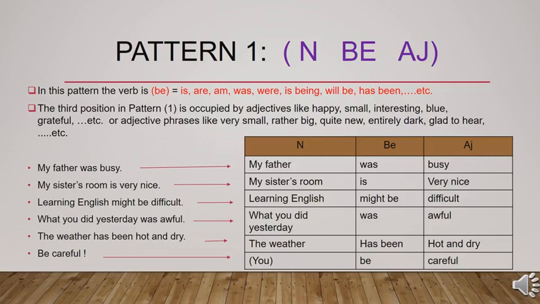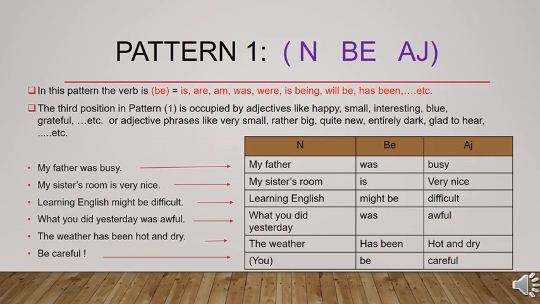What you did yesterday is N. Was is be. Awful is an adjective. So it is adjectival. So it is pattern number 1 because we have this pattern N, be, adjectival.